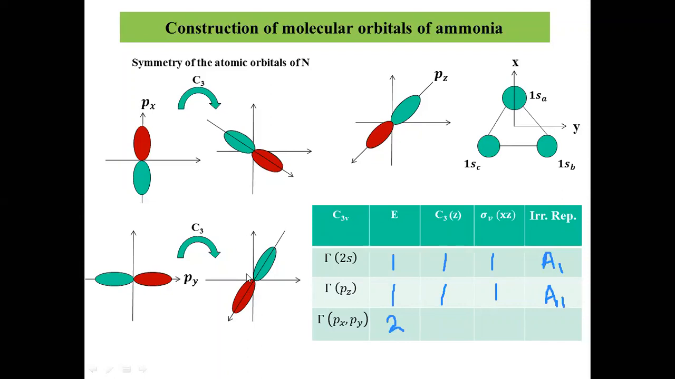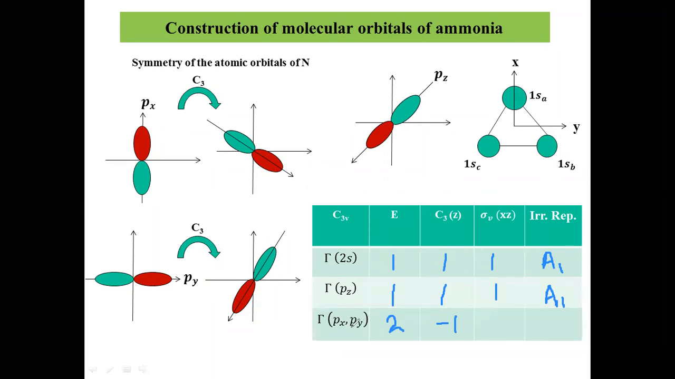Now, the simplest way to get the character: this is a 120 rotation, so cos 120 will be the character contribution for each of them. Cos 120 is minus half for this, and this is also going to be minus half. So therefore, I'm going to get character minus 1. So that is going to be -1 for Px and Py. That's why they are doubly degenerate and transform simultaneously.